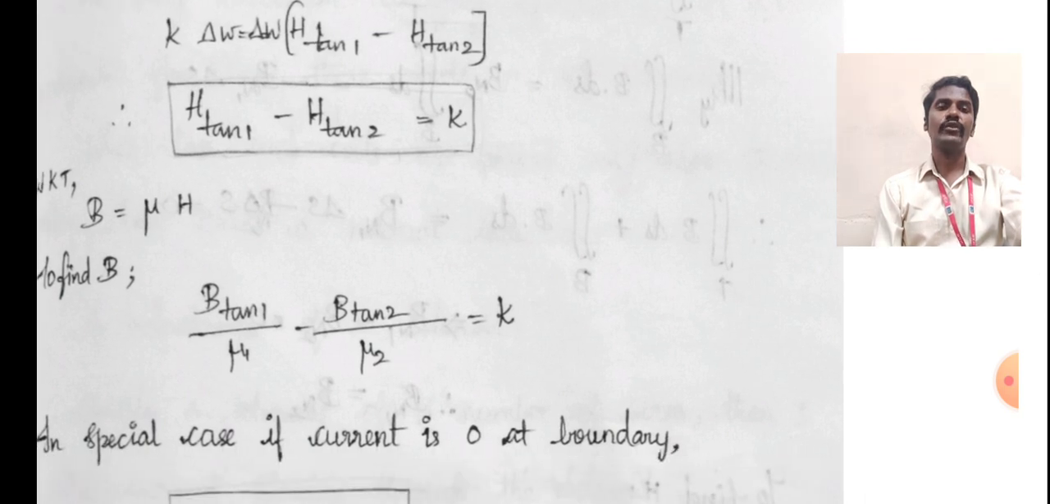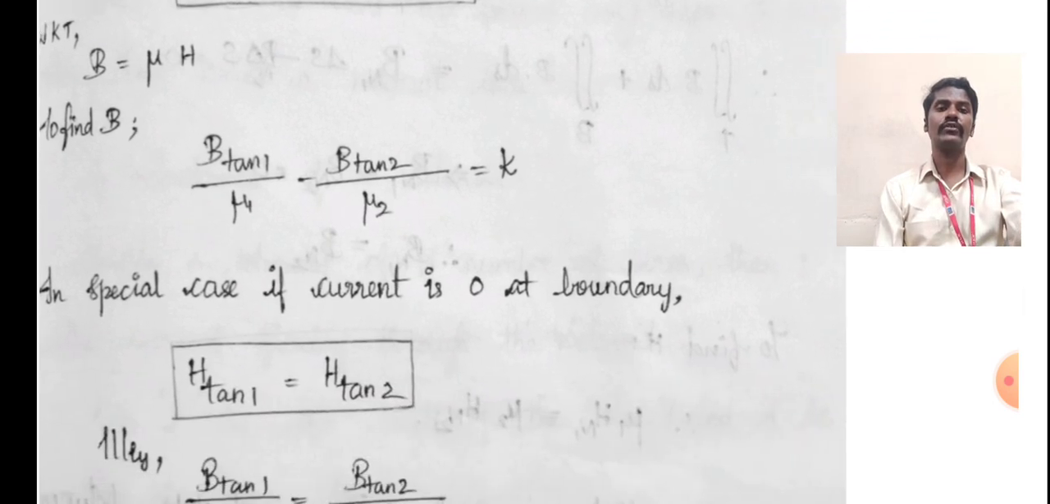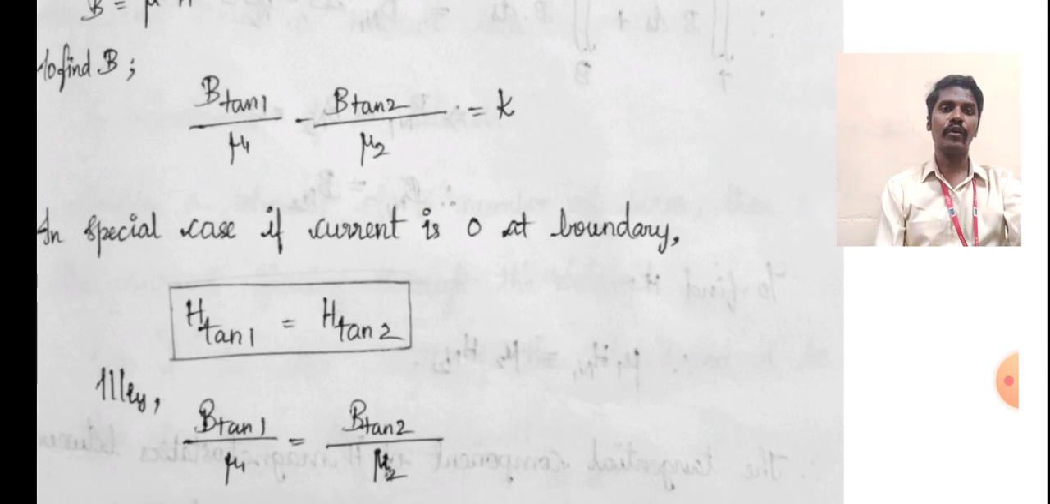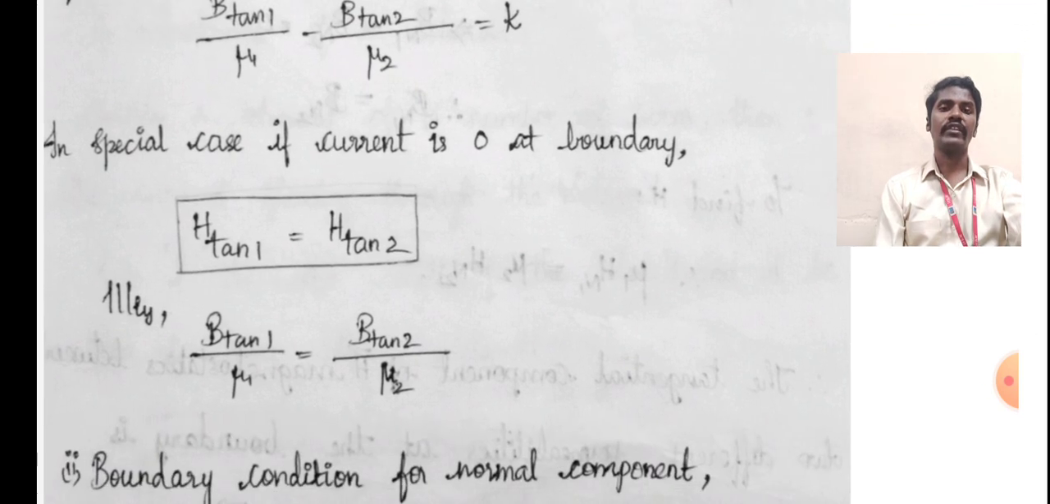V is equal to mu into H. So in order to find the value of B, the above equation becomes B tan 1 divided by mu 1 minus B tan 2 divided by mu 2 is equal to K. As a special case, if the current is 0 at the boundary, we can say H tan 1 is equal to H tan 2. Since they both are the same, it is continuous.